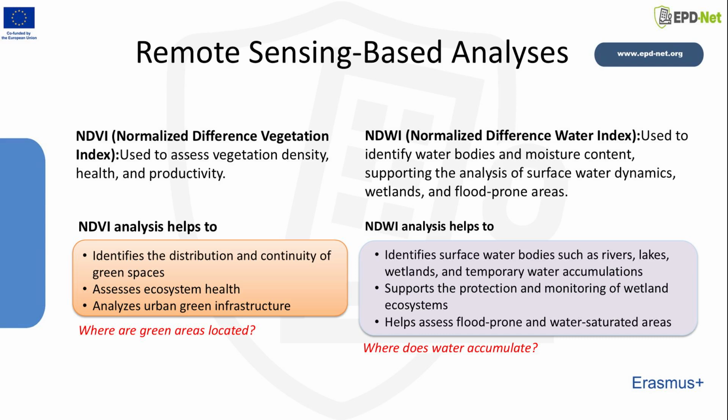In this slide, focus on remote sensing-based analyses, particularly two key indicators, NDVI and NDWI. First, NDVI, Normalized Difference Vegetation Index, is used to assess vegetation density, health, and vitality. It provides valuable information about the distribution of green areas and the condition of vegetation cover. NDVI is widely used to evaluate ecosystem health, monitor vegetation changes, and support sustainable land management practices.